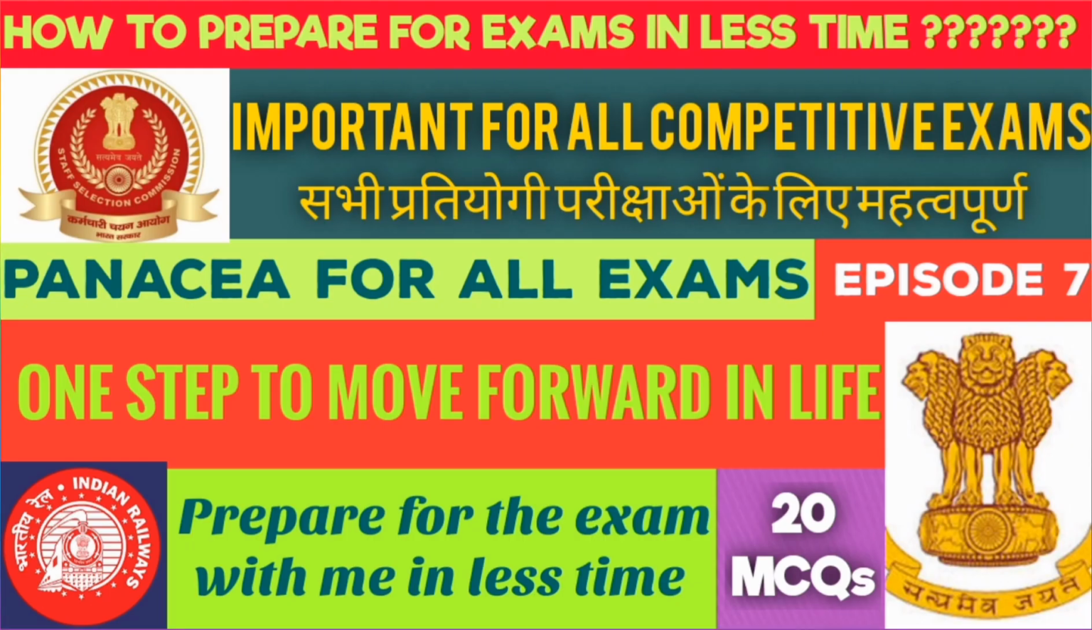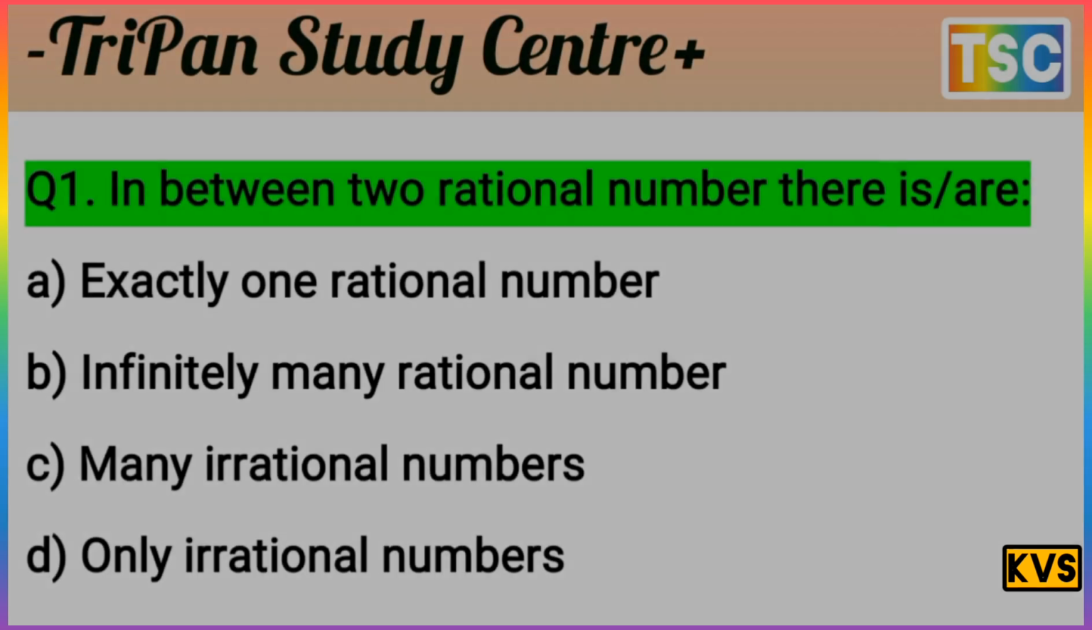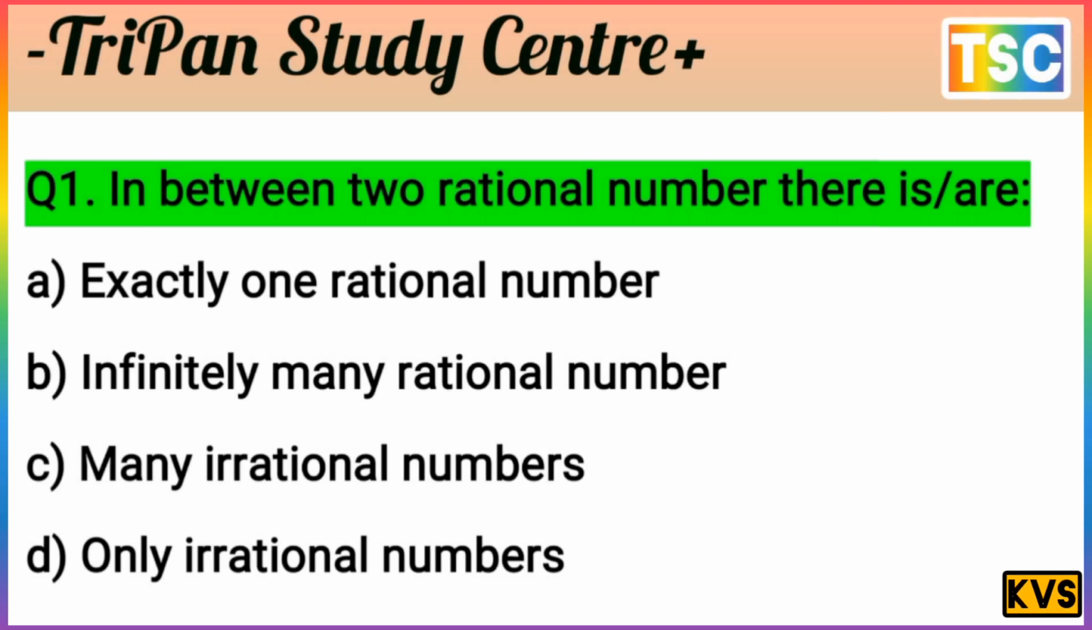The MCQ question here: in between two rational numbers, there is R. That's a clear question. In between two rational numbers, there is: option A, only one rational number; B, infinitely many rational numbers; C, many irrational numbers; and D, only irrational numbers. That's the most important question here.